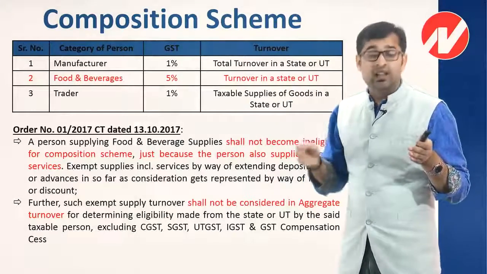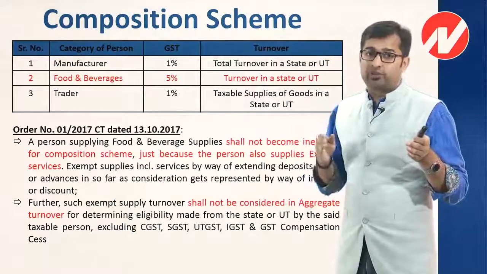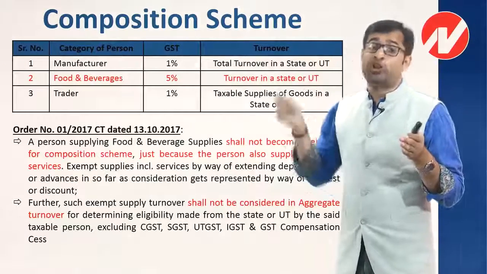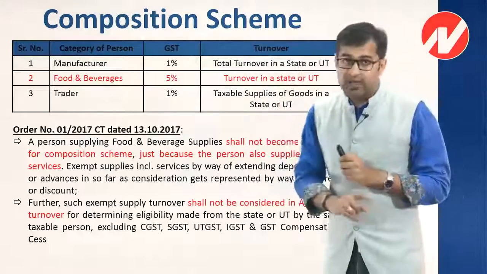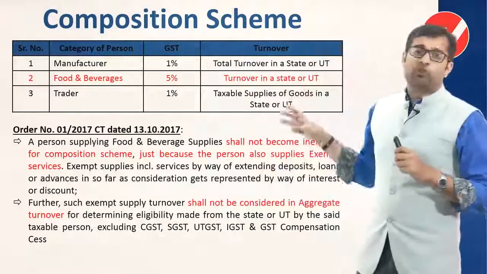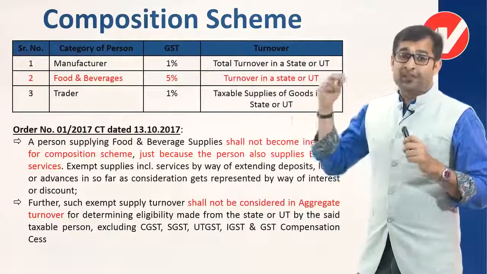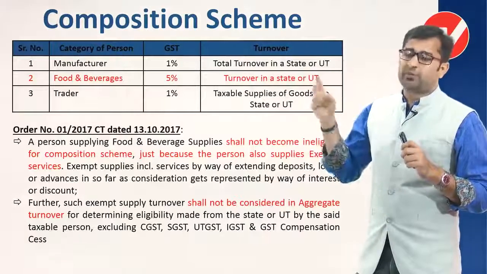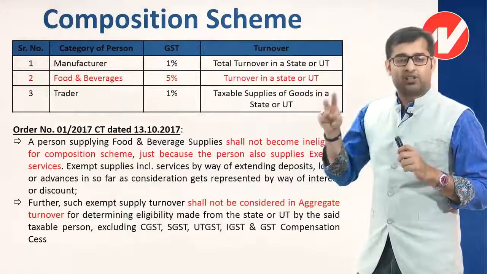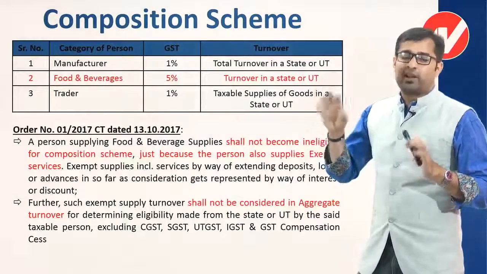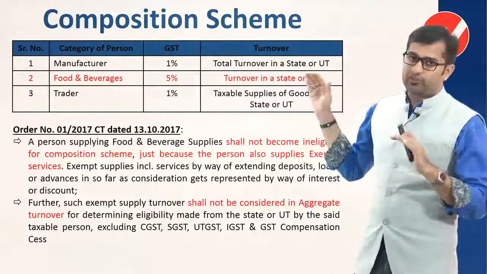And number 3, once you are eligible for composition scheme, you don't have to pay tax on your exempt turnover, you just have to pay tax only on your food and beverage supplies. So basically तीनों को win-win situation दे दिया है. मैन्युफैक्चरर को अभी भी टोटल टर्नओवर का टैक्स भरना है बट 2% की जगह 1% टैक्स आ गया. फूड एंड बेवरेज सप्लायर को बहुत क्लियरली बोला कि आपको 5% भरना पड़ेगा. दो नो फूड एंड बेवरेज सप्लायर इज फॉलोइंग कंपोजिशन स्कीम.